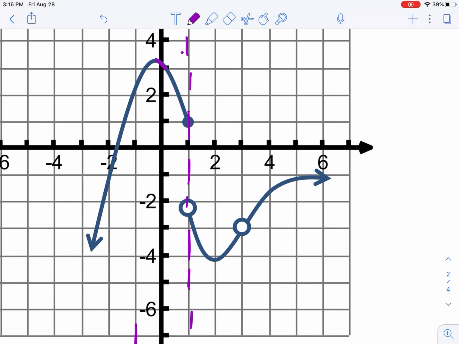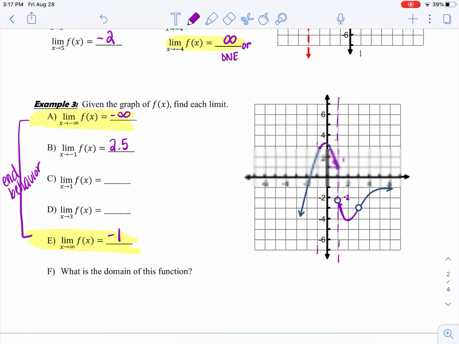All right, so I'm going to approach positive 1 from the left and ask myself what y value I'm approaching. I'm approaching the y value of 1. Now I'm going to approach x equals 1 from the right. What y value am I approaching? That's negative 2. That is 2 different y values, so here the limit does not exist.